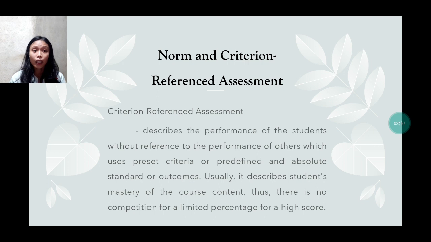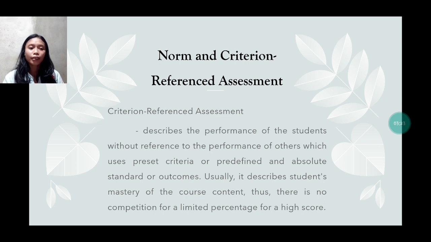We have tackled the norm reference assessment, wherein the result or the performance of a student is compared to other students. But in criterion reference assessments, the performance of a student is based on the criteria of every subject or lesson that they have attained. So usually it describes students' mastery of the course content. Thus, there is no competition for a limited percentage for a high score.